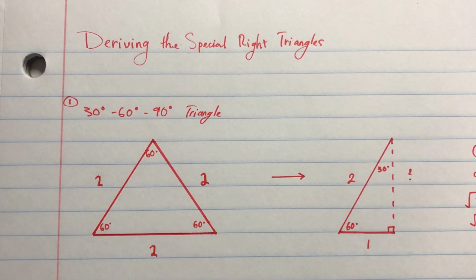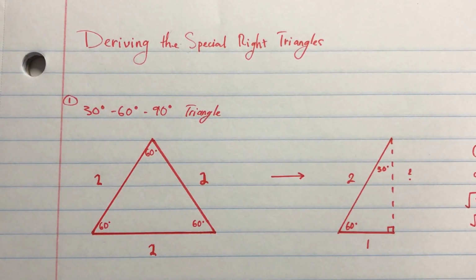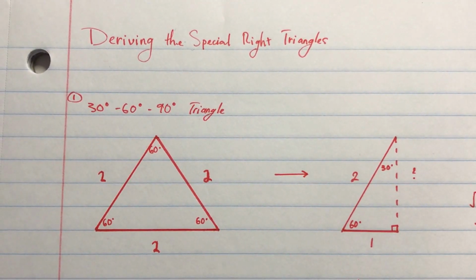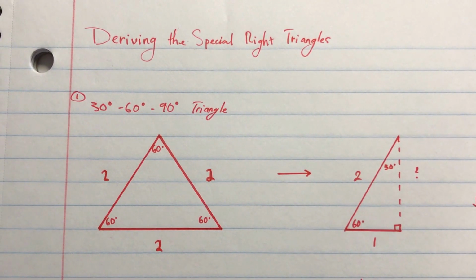I'm going to show you how to derive the special right triangles. We'll start with the 30, 60, 90 degree triangle. You want to go ahead and start with an equilateral triangle, which means that all of the sides and all of the angles are going to be equal to one another.